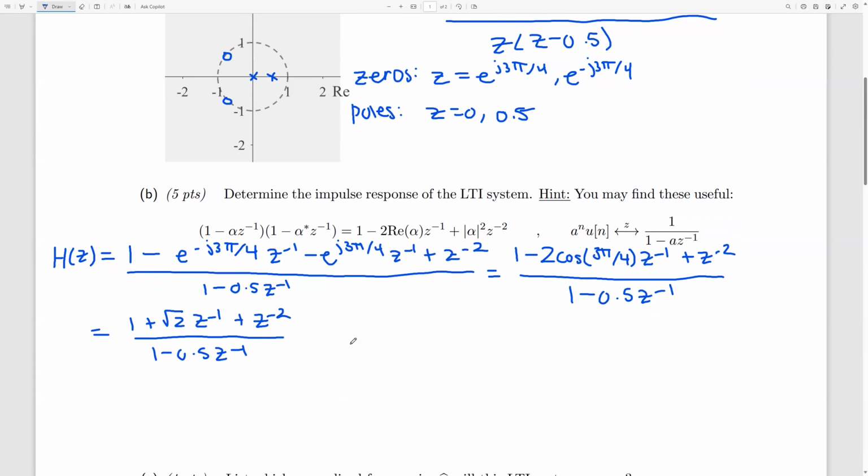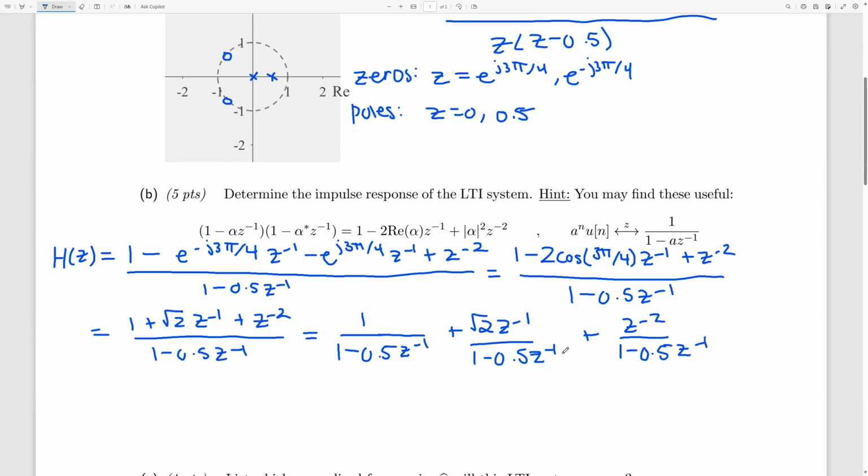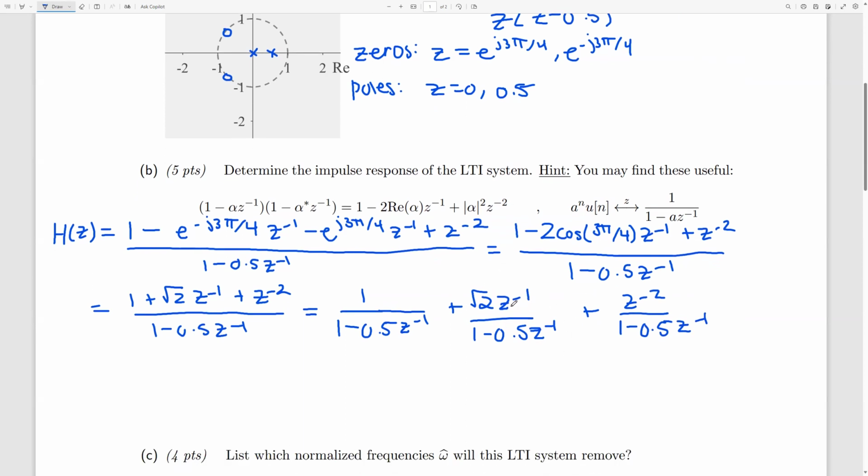And if I break it apart piece by piece, just to see how the inverse Z transform works out, that's 1 over 1 minus 0.5 Z to the negative 1, plus square root of 2 Z to the negative 1 over 1 minus 0.5 Z to the negative 1, plus Z to the negative 2 over 1 minus 0.5 Z to the negative 1. The point I want to get across here is that these Z to the negative 1 and Z to the negative 2 are time delay properties. They'll just delay the original impulse response by an index.